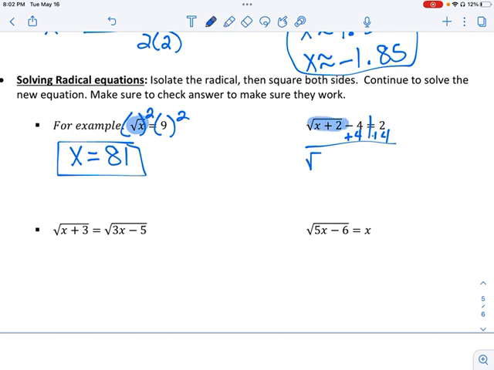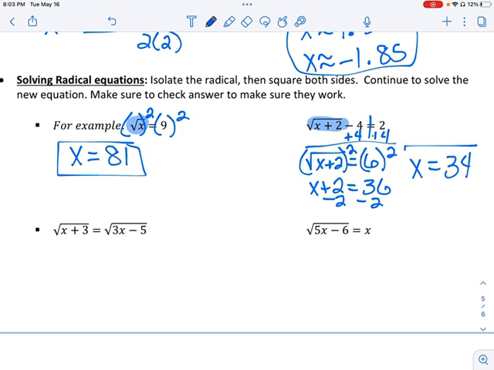So I end up with the square root of x plus 2, and that equals 6. Now I'm isolated, so I square both sides. So I get x plus 2 is equal to 36. I minus the 2, and I end up with x equals 34. Then I take that, add 2 to it, that's 36. Square root of 36 minus 4, that's 2.